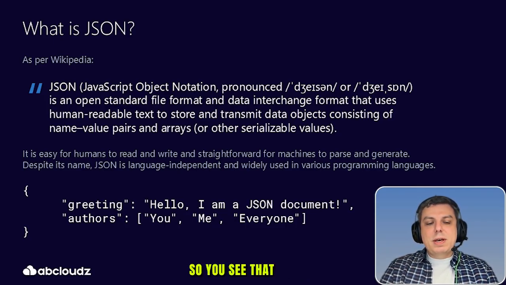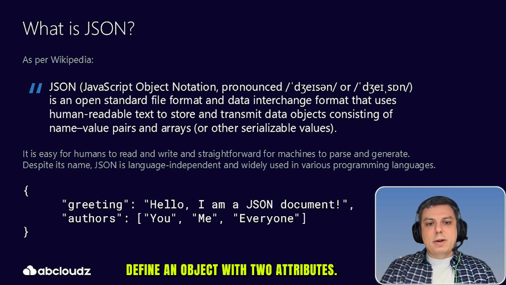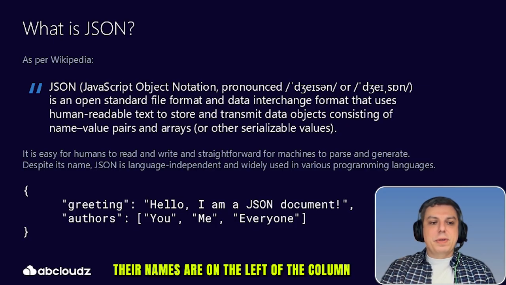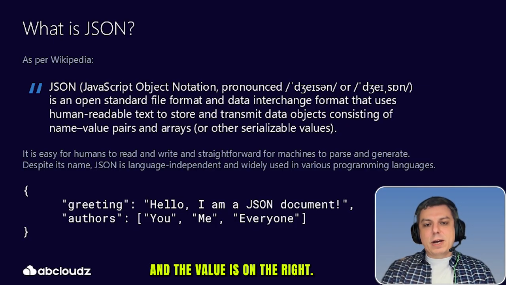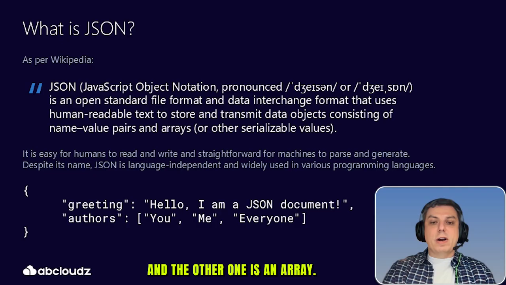So you see that those curly braces are used to define an object with two attributes. Their name is on the left of the colon and their value is on the right. So here we have two attributes. One of them is a simple string and the other one is an array.